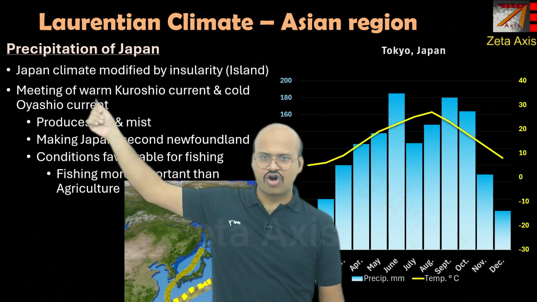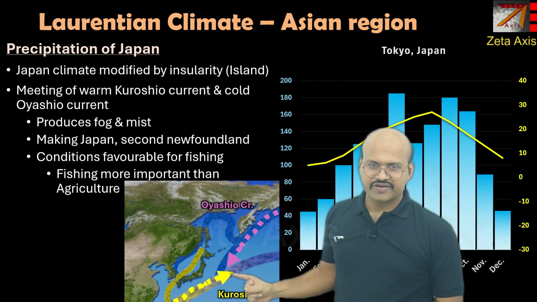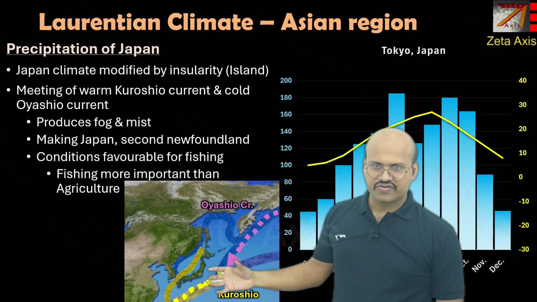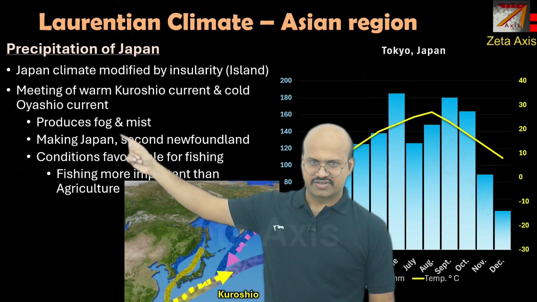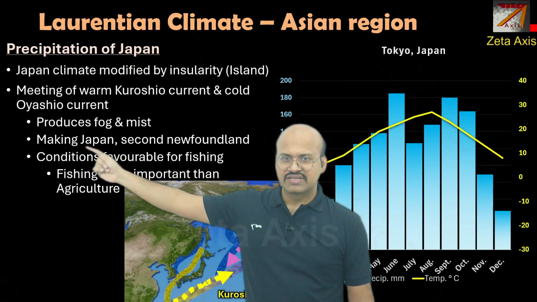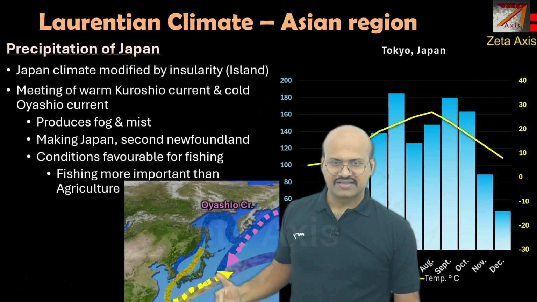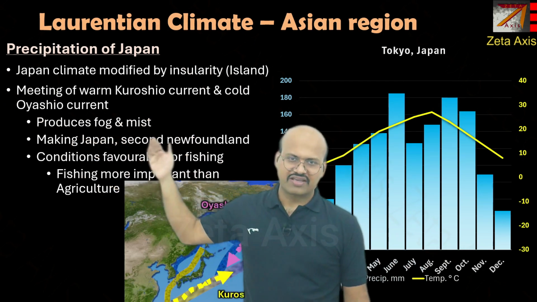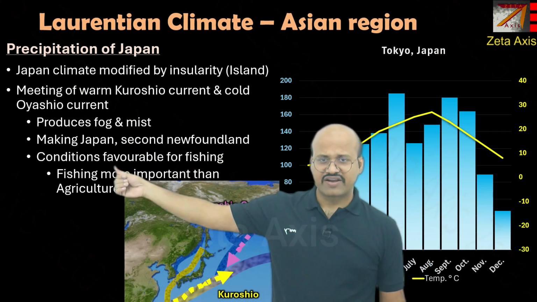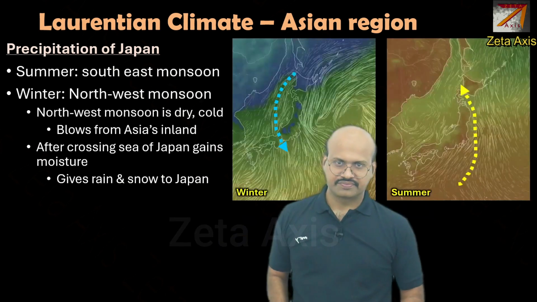Here we also see the warm Kuroshio current meets the cold Oyashio current. So this is the Kuroshio current which is warm and this is the Oyashio current which is cold. Both of them meet over here and they produce fog and mist. So in this region fog and mist is produced and it makes Japan a second Newfoundland. Because of these characteristics, Japan is also like Newfoundland where there are very good grounds for fishing. Conditions are favorable for fishing. Fishing is more important than agriculture in Japan.